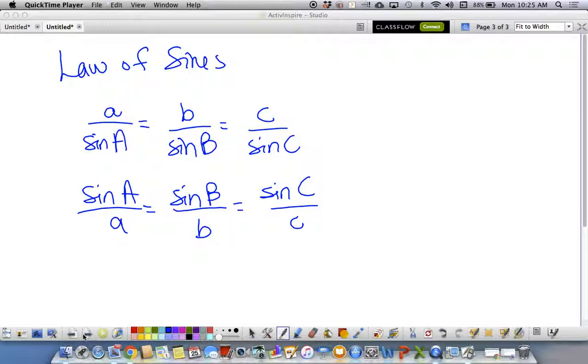I'm going to ask you a question. Are both of these proportions congruent?